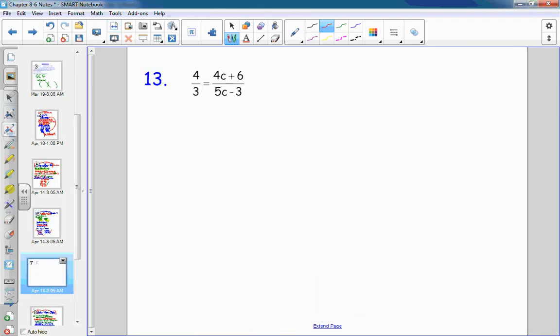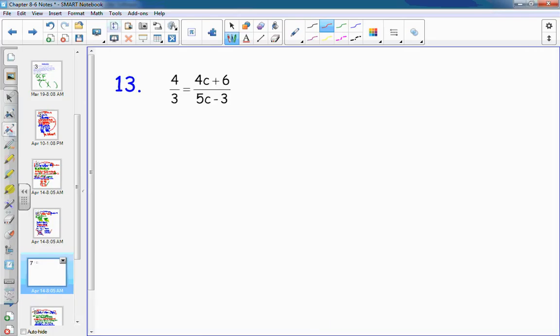What is this? What's going on? I have a fraction equaling a fraction. What is your gut telling you should do here? That's exactly what you should do. You do not have to do what we've just been doing. You can simply cross multiply. If you simply cross multiply here, you're going to get 4 times c minus 3 is equal to 3 times 4c plus 6.